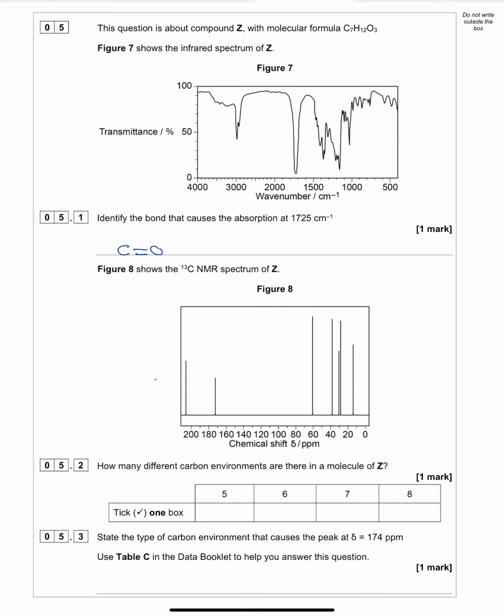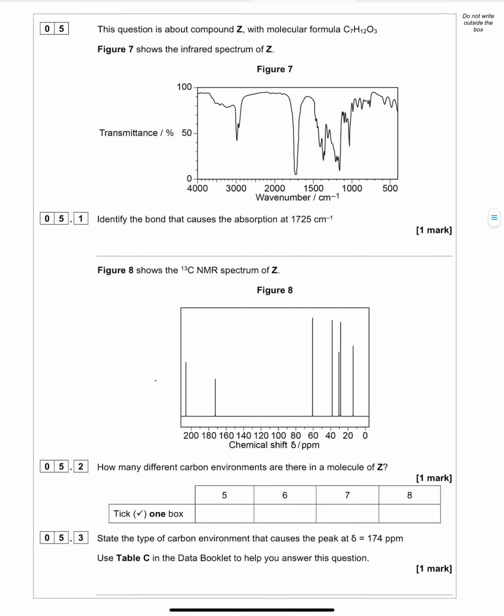So the first question here, they provided you with the IR for the compound and ask you to identify the bond that causes the absorption at 1725. So when you look at the data booklet, this is going to be a carbonyl group. So when you have this sharp peak at 1725, this is always going to be a carbonyl group.